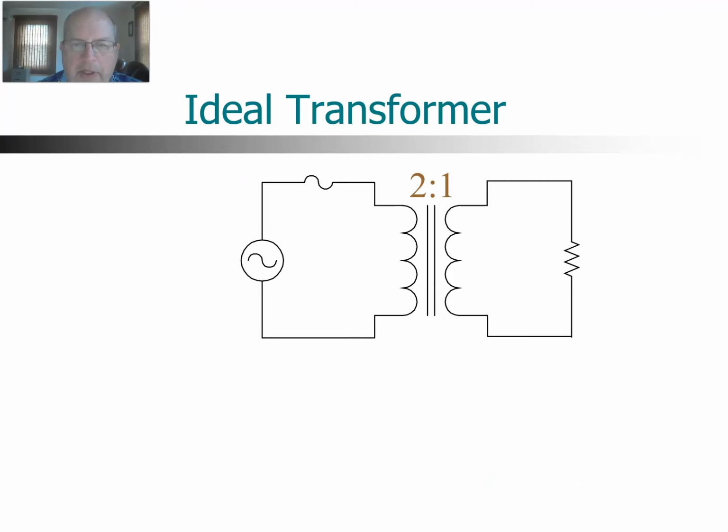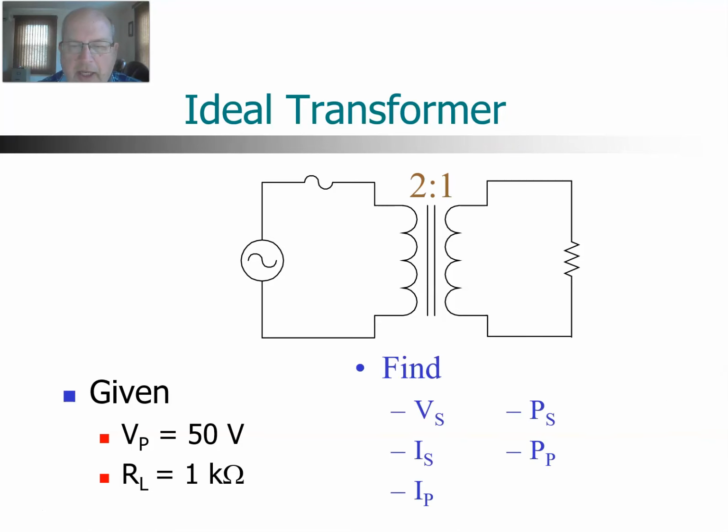All right, here's another ideal transformer, 2 to 1 turns ratio. Primary is 50 volts and the load resistor is 1K. We want to know what is the secondary voltage and current, what is the primary current, and what are both powers.